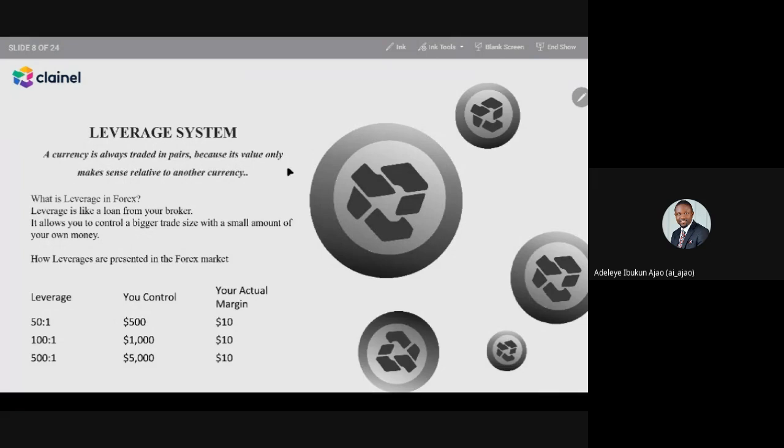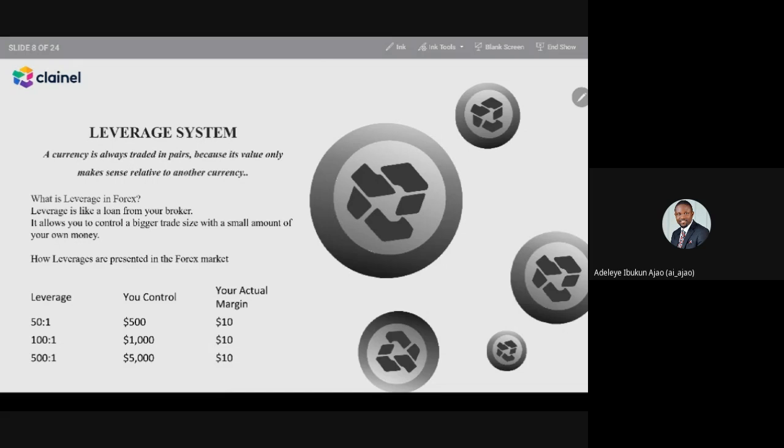So now here we're going to talk about the leverage system. The leverage system is very, very important, and all these joined together will show you how profit is calculated, and losses are also calculated in the forex market. So now, what is leverage in forex? Leverage is like a loan from your broker. It allows you to control a bigger trade size with a small amount of your own money.